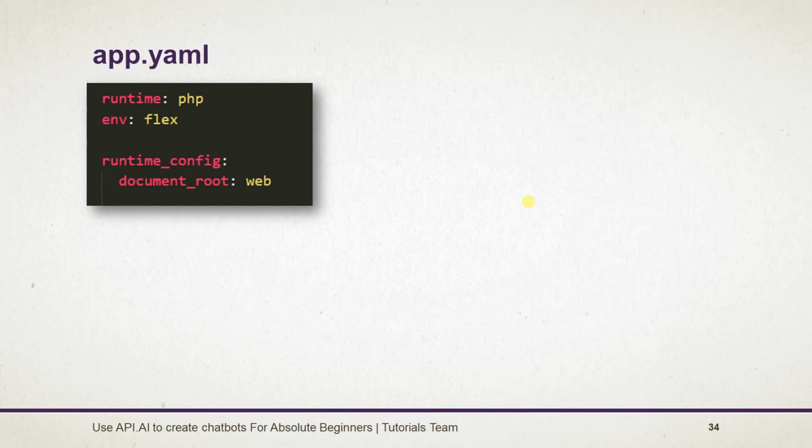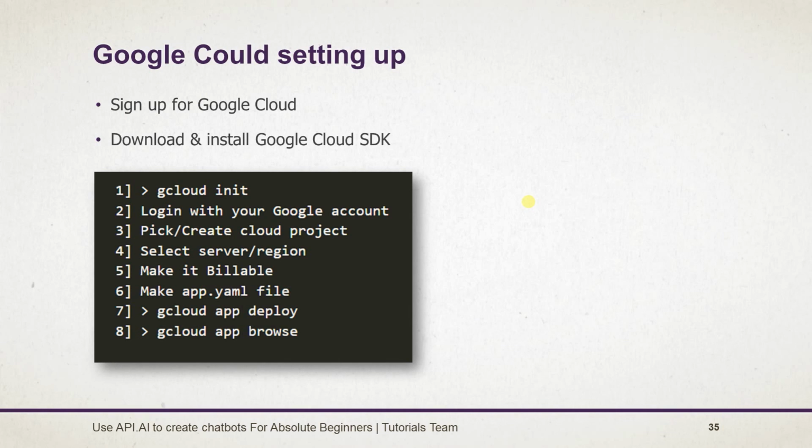After creating the PHP application, we need to deploy it in Google Cloud. For this, we need to create the app.yaml, in which we specify the runtime is PHP, the environment will be Flex, and the application root will be the web directory. To deploy the app, first of all, you need to create a Google Cloud account, download the Google Cloud SDK, use the gcloud init command and log into your Google account. Then select or create the project and region, and don't forget to make the project billable.